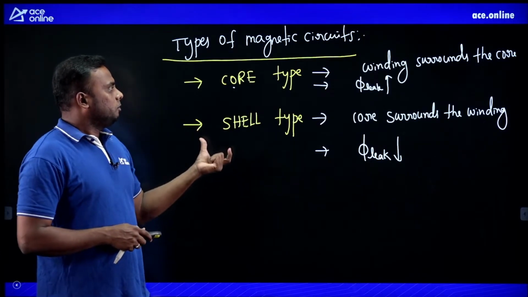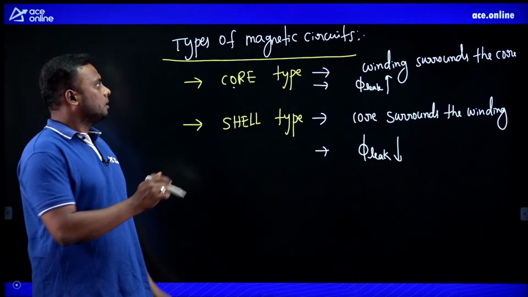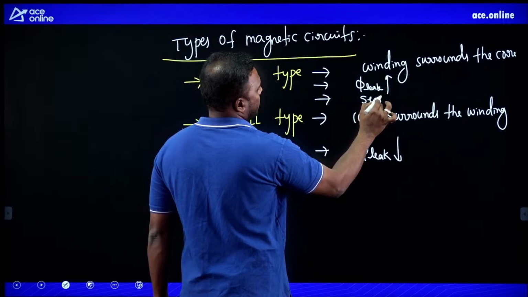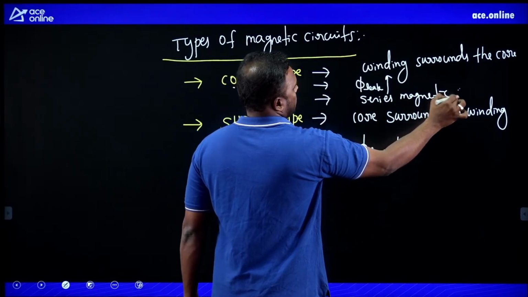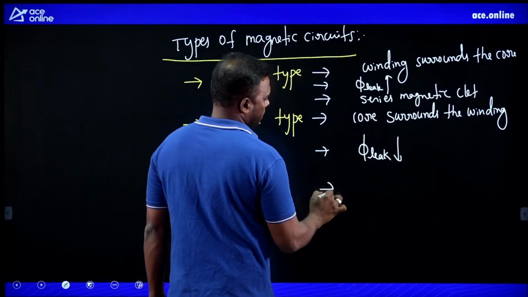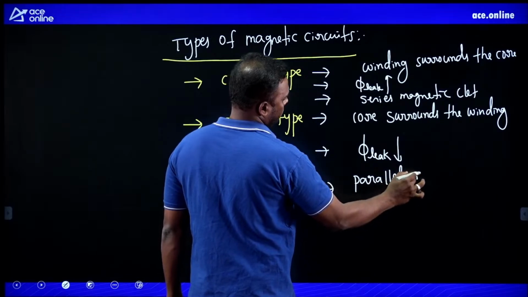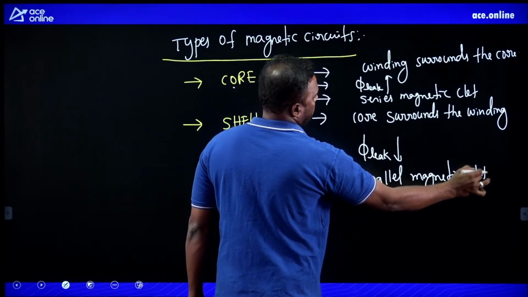And out of these two, which is called the series magnetic circuit and which is called the parallel magnetic circuit? Core is called the series magnetic circuit. And shell is called the parallel magnetic circuit.